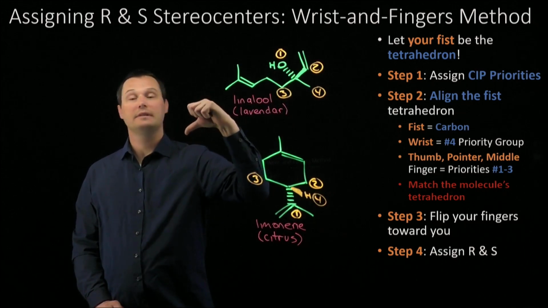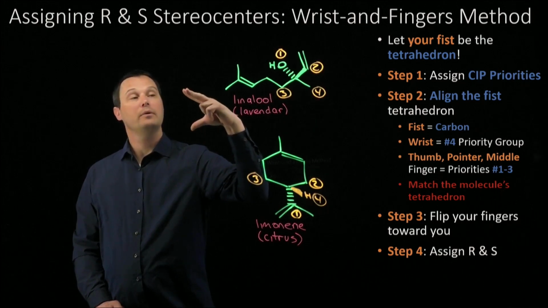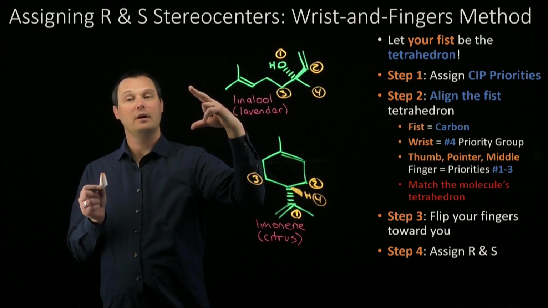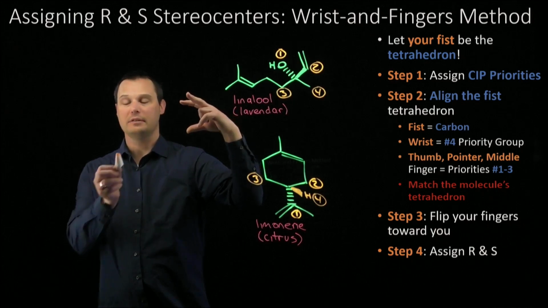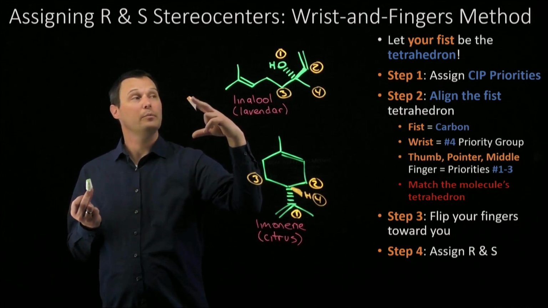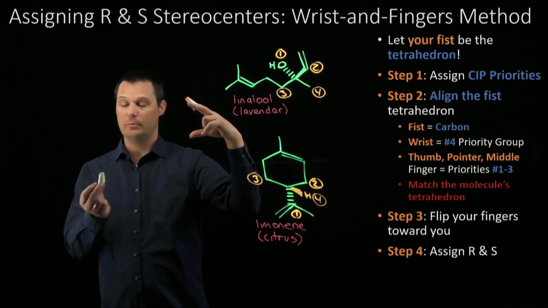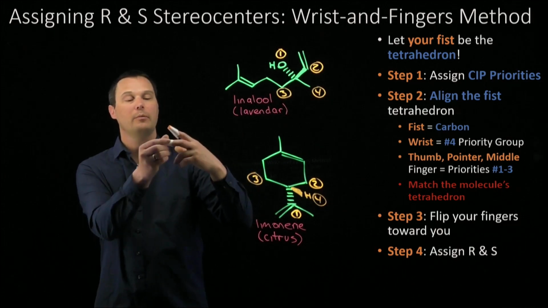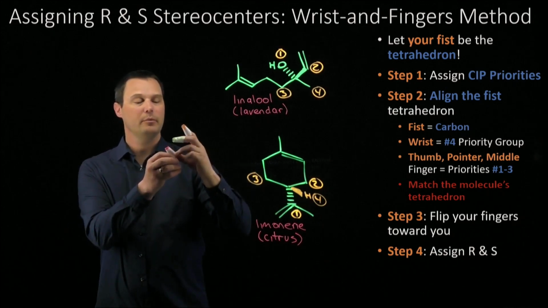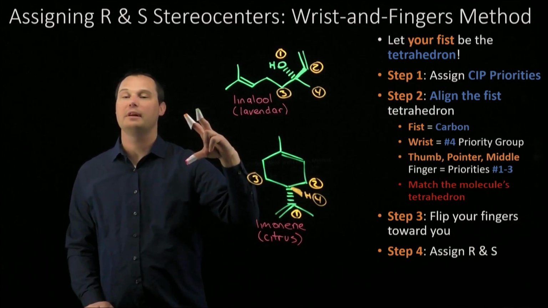Your thumb would be pointed down, that would be the number 3 group, and your middle finger and pointer finger would be the wedge and the dash groups. The number 1 priority group is on the dash, that would be my pointer finger in this example, so I'll put my number 1 flag on my pointer finger. The number 2 group in this example would be the wedge group with the alkene, so I'm going to put my number 2 flag on my middle finger representing that alkene. And the number 3 group is the in the plane group, that's my thumb, so I'll put my number 3 label on my thumb representing that priority.